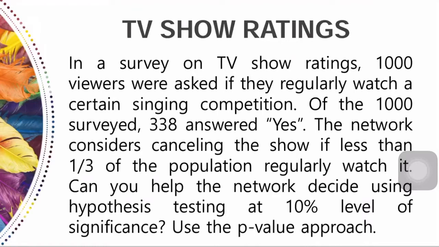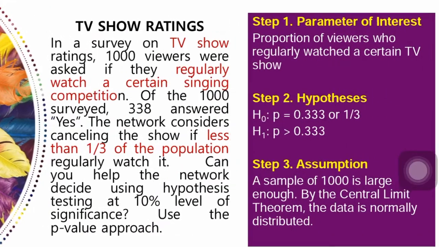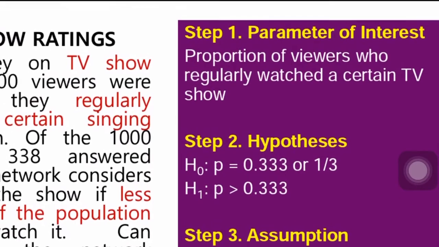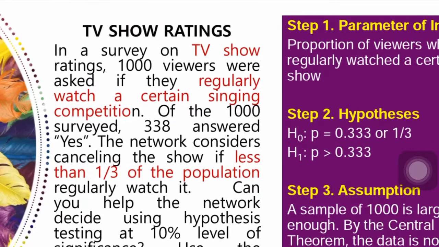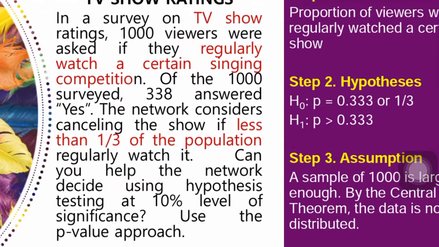Use the p-value approach. Now, what is the topic all about? It is about the proportion of TV viewers who regularly watch a TV show on a certain singing competition, and that is our parameter of interest. Now, what is the hypothesized population? Remember that the network considers canceling the show if less than one-third of the population regularly watch it, and that is our target population proportion.